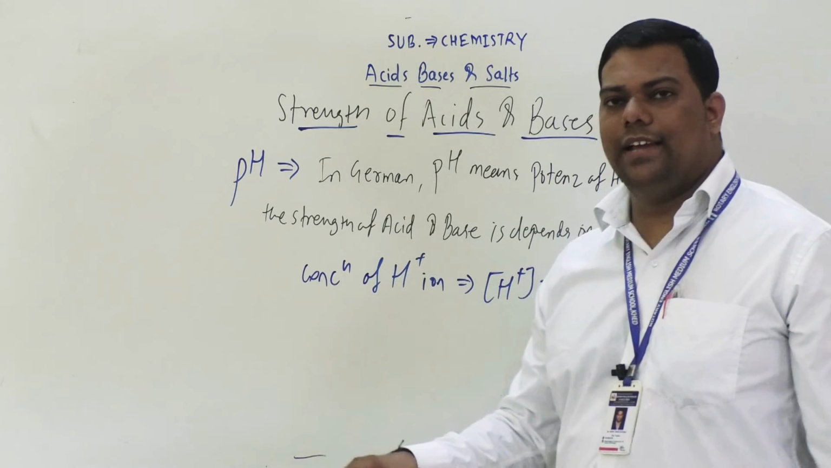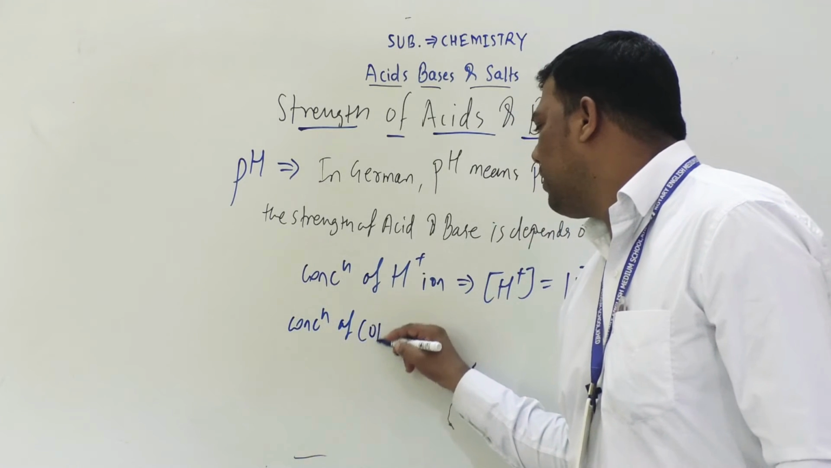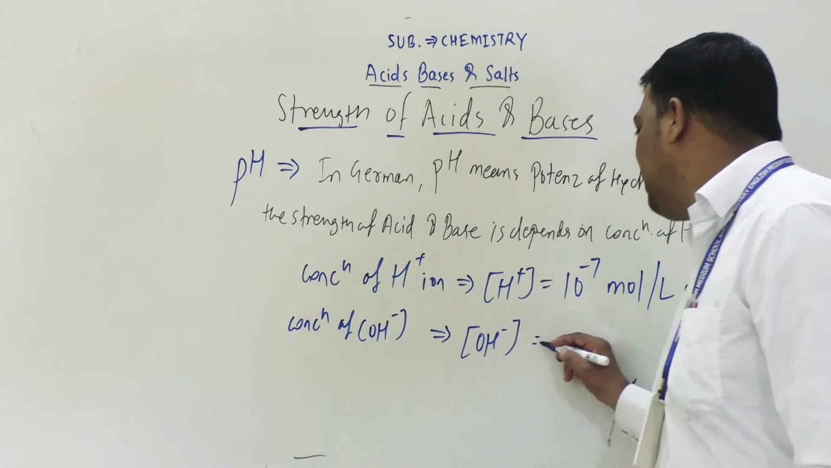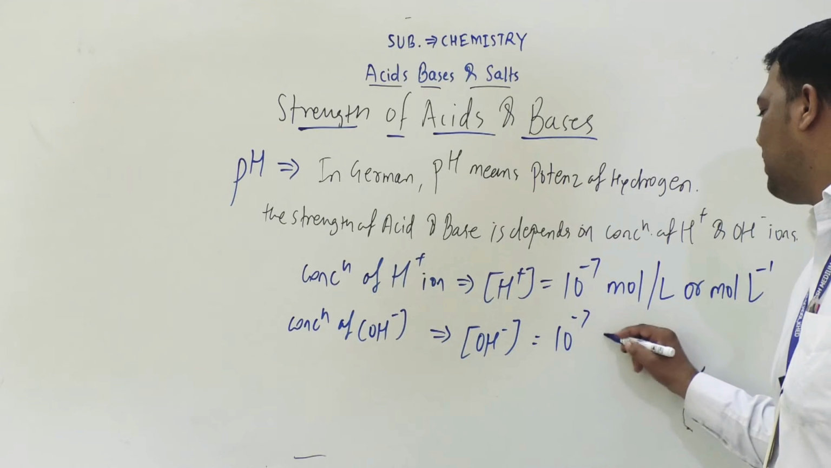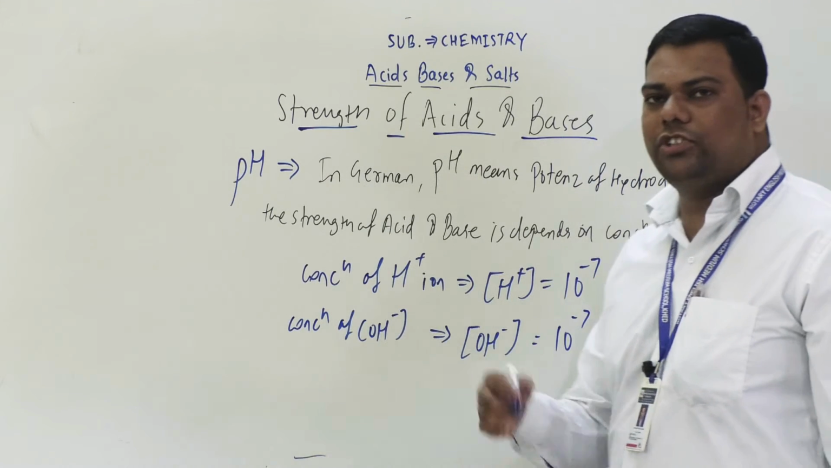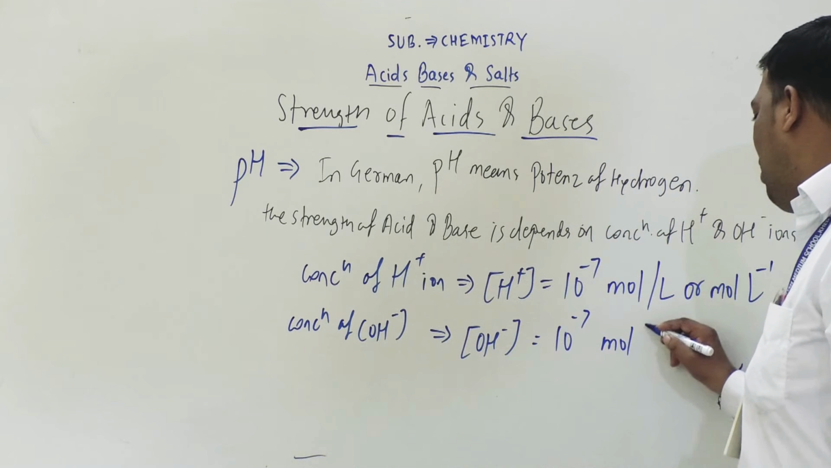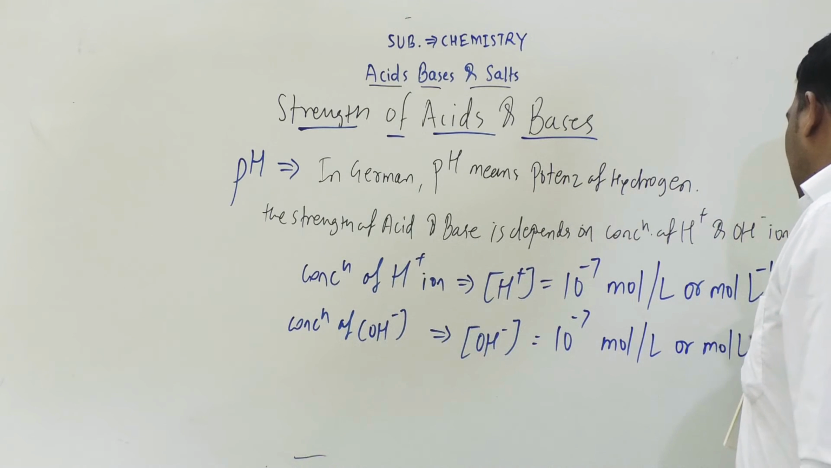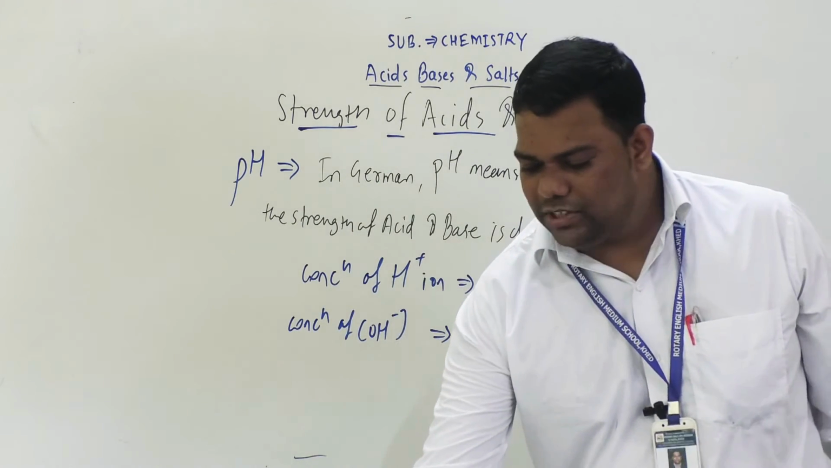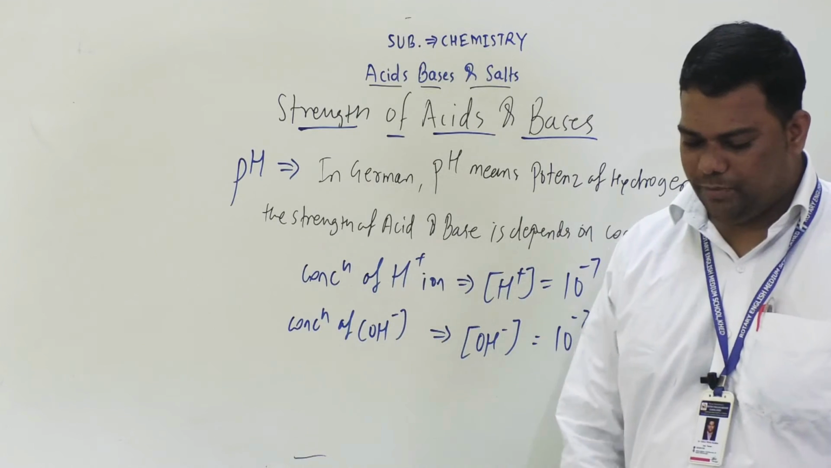Similarly, the concentration of OH minus ion is also 10 raised to minus 7 mole per liter, because for a neutral solution, which is water, the concentration of H plus equals the concentration of OH minus, and pH will be 7. The concentration is in terms of molarity. From this data we conclude that the concentration of H plus is equal to the concentration of OH minus ion.